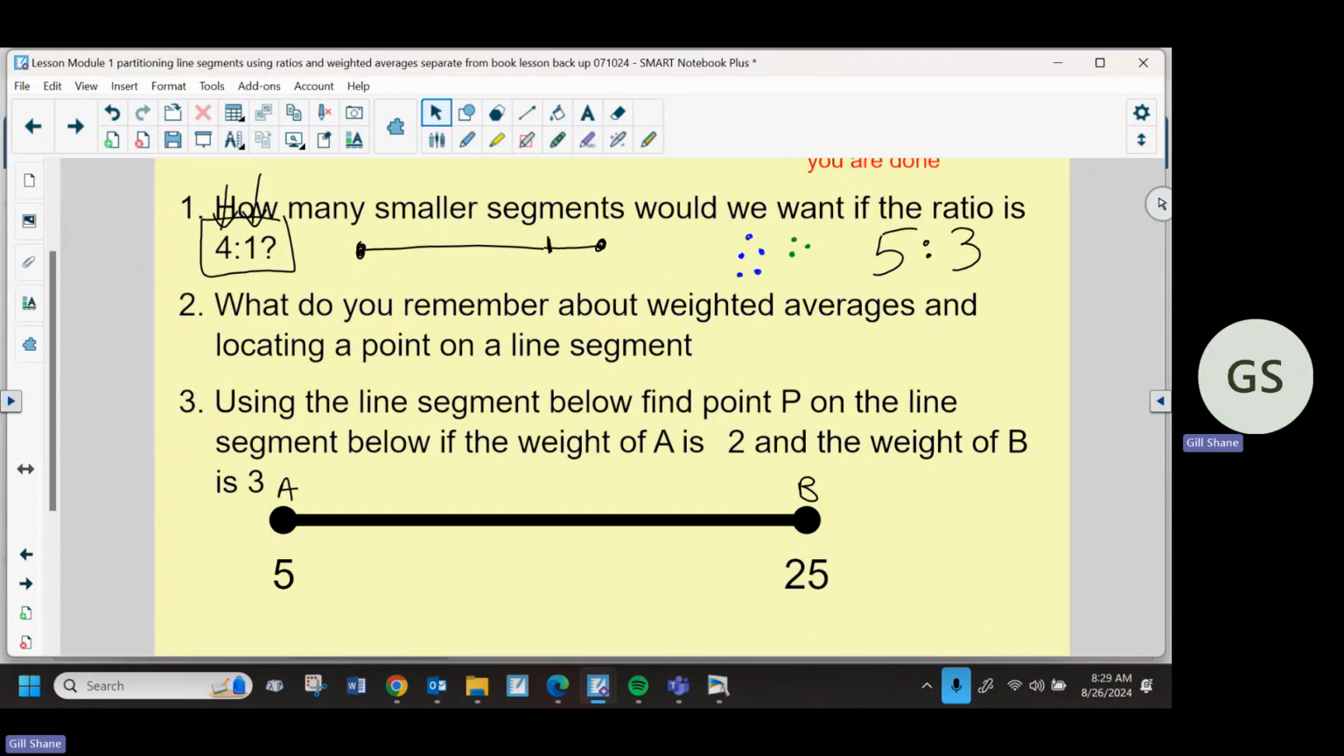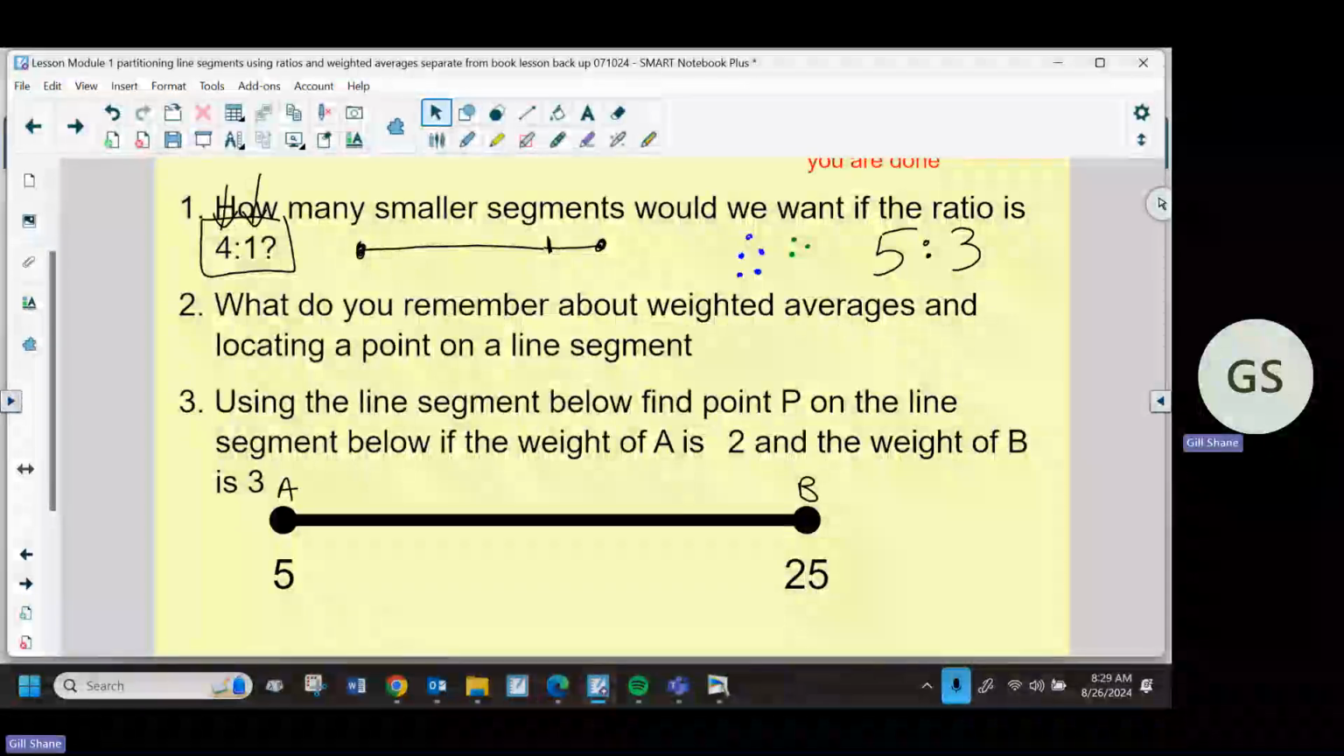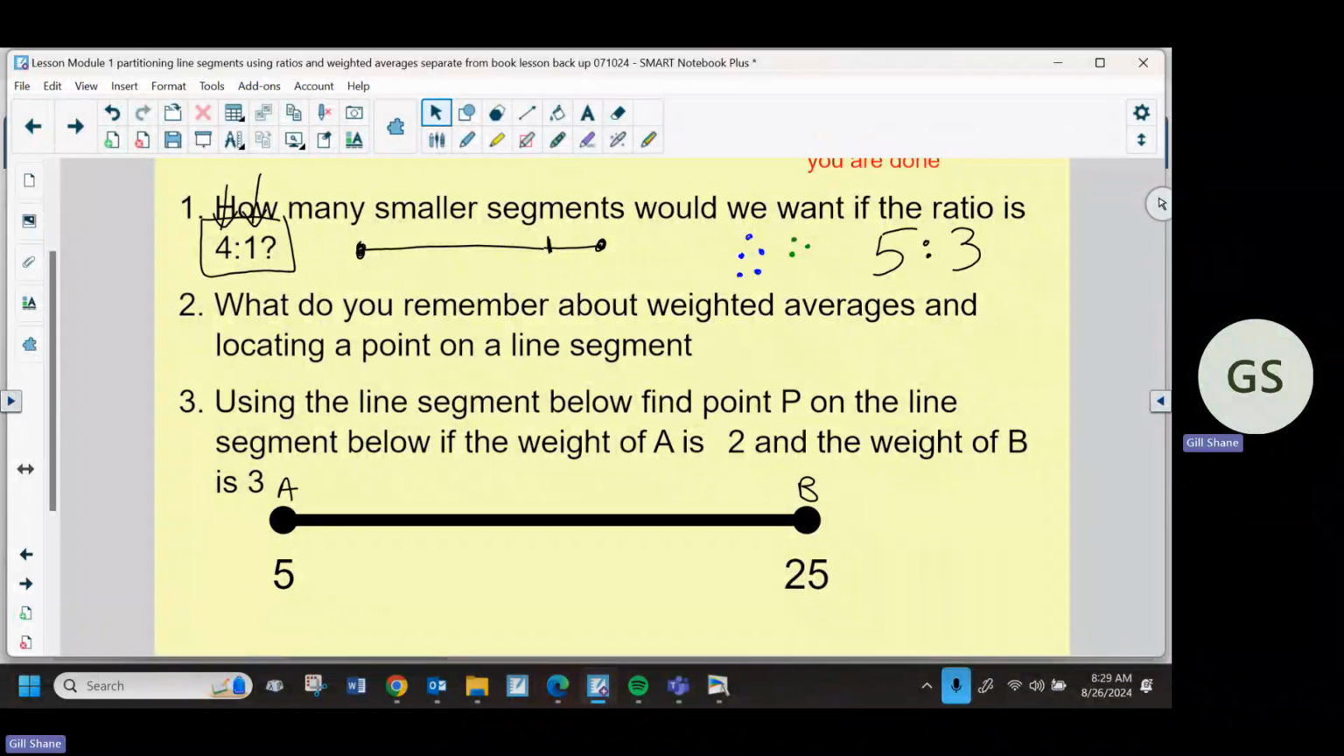What's the first step? We're going to do it using weighted average. I want to solve this problem where it says weight of A is 2, weight of B is 3. What's the first step? If you don't have these steps written down, like step one is this, this is the time to do it. We're giving each other the steps right here.